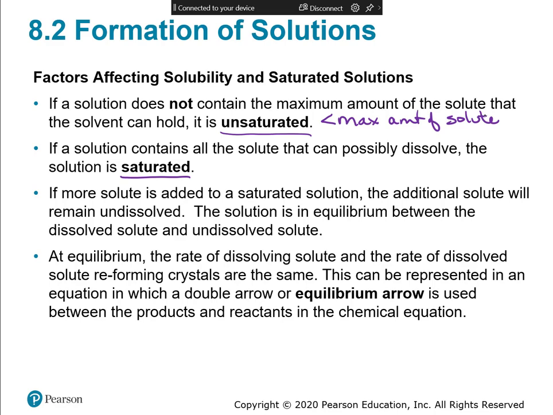So like your soda, it's got less than the maximum amount of sugar that can possibly fit in that liquid. But if we get to a maximum, they call that saturated. So this is the max amount of solute. Does anybody know of a substance where it's a saturated solution? It's the most that you can possibly put in.